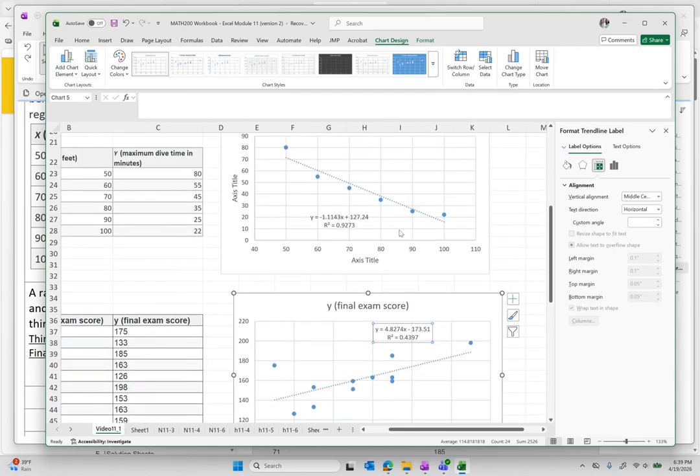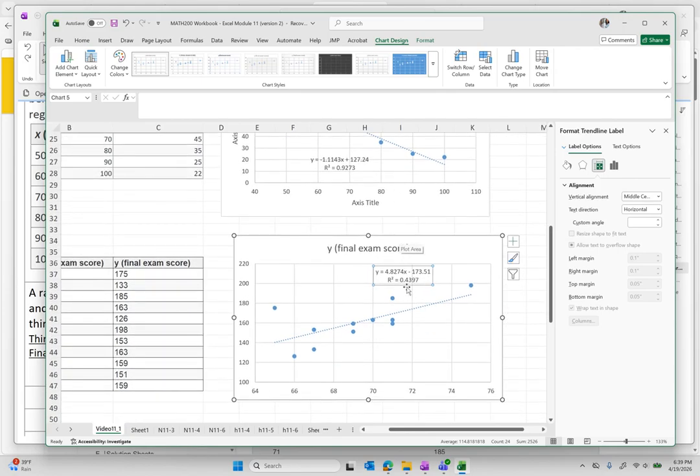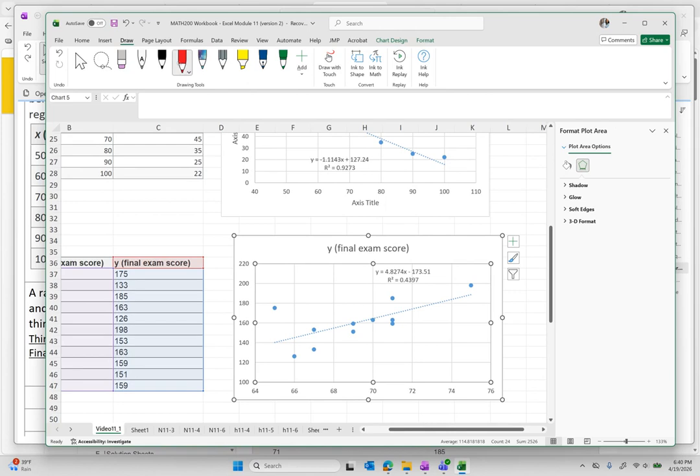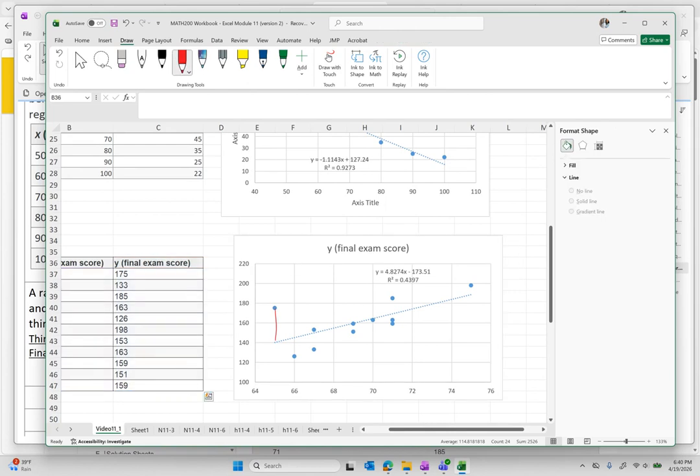So this r squared was 0.9273. This r squared is 0.4397. And I already see that there are more significant vertical differences from the point of my data to the corresponding point on the line that has the same x value. I see vertical differences that are more significant here. I also see vertical differences that are kind of close and some that are not very close.